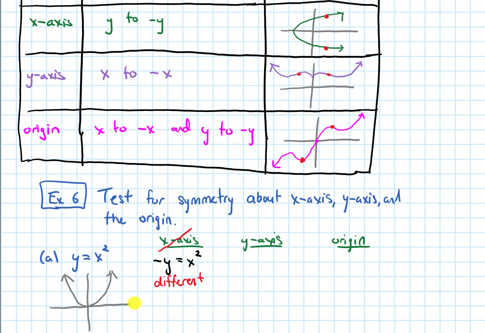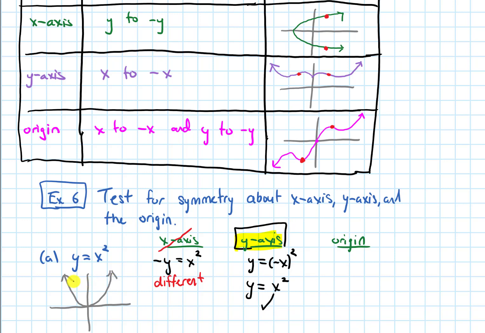Okay, let's test for the y-axis. For the y-axis, I'm going to have to change x to negative x. So that'll give me y equals negative x being squared. But when I square a negative, it becomes a positive. So I just end up with y equals x squared. And that is the same. I'll put a check mark. So I'm going to highlight this. It is symmetric about the y-axis, and I'll box it.